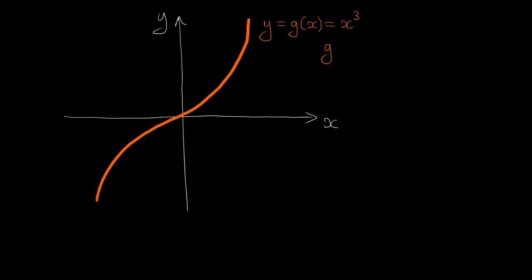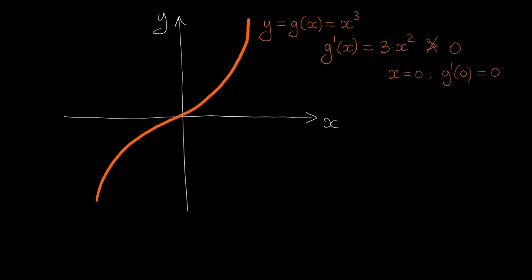But if we were to look at its first derivative, the derivative of x cubed is 3x squared, and 3x squared is not strictly greater than 0 everywhere, because for x equals 0, g prime of 0 is equal to 0. So here's a function that is strictly increasing on the real line, but its first derivative is not strictly greater than 0 on the entire real line.